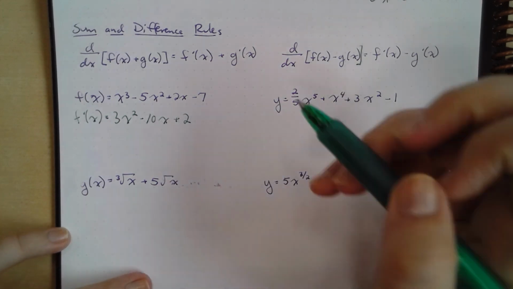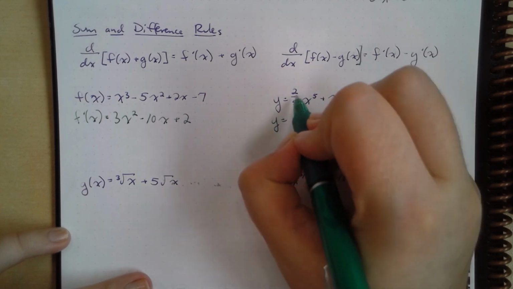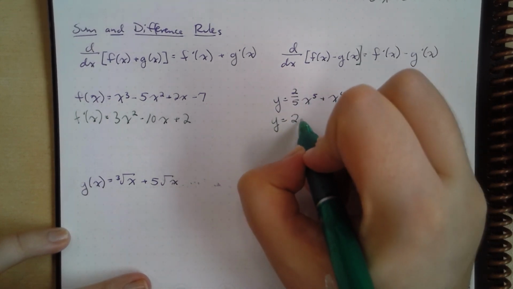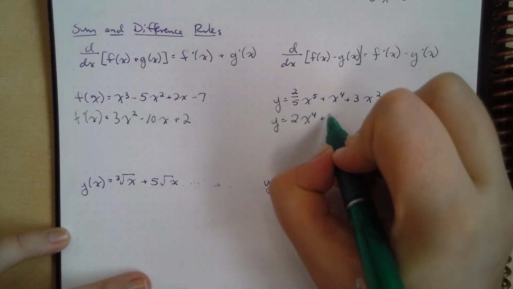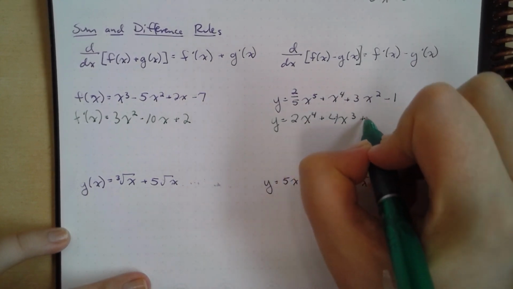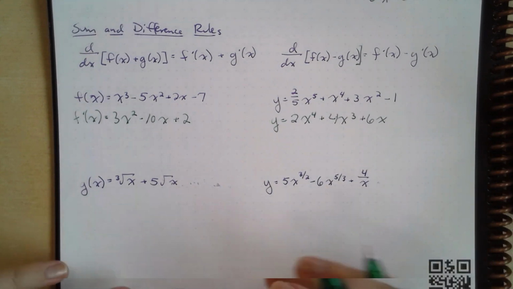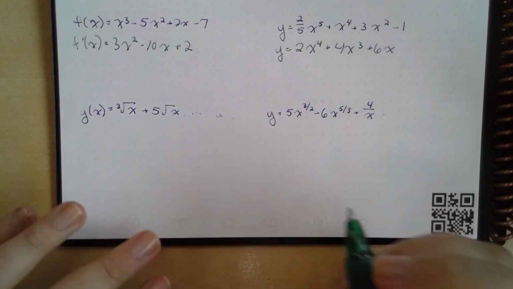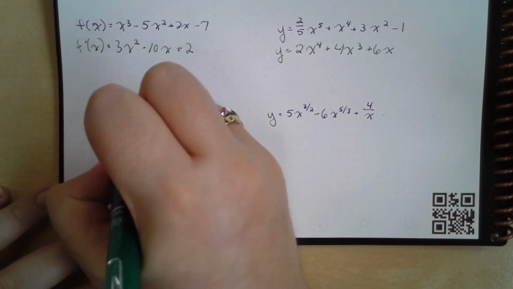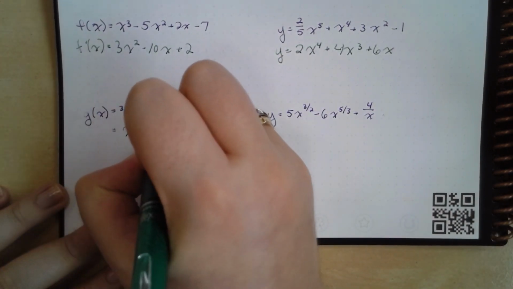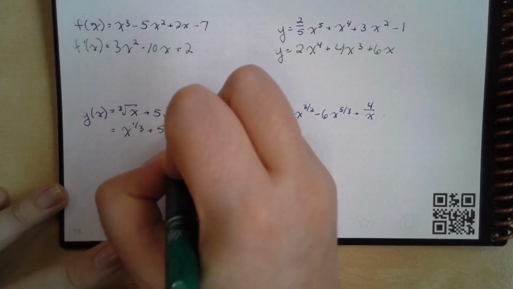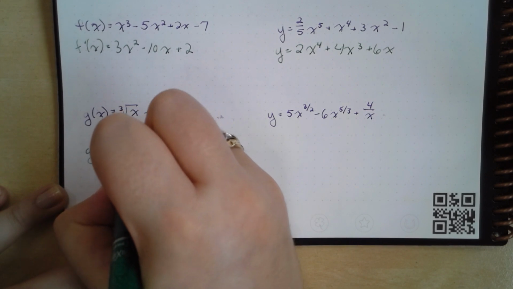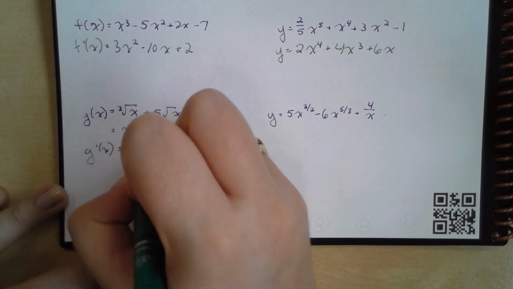Here, I'm going to have y equals, well, 5 times 2 fifths is going to be 10 fifths, which is just 2x to the 4th, plus 4x cubed plus 6x. Okay. Then I can go on. I'm going to rewrite this as x to the 1/3 plus 5x to the 1/2. So g prime of x is going to be equal to 1/3 x to the negative 2/3.